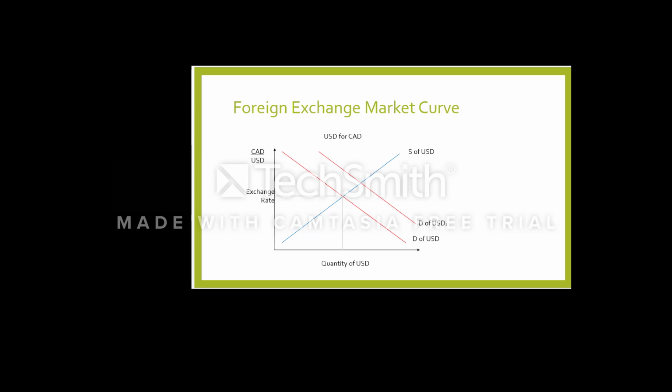The increase in demand would be represented by a rightward shift for the demand curve. Just like before, this would move the equilibrium point and determine a new exchange rate. The upward shift of the exchange rate would indicate that the US dollar has appreciated, meaning that its value compared to the Canadian dollar is now higher.